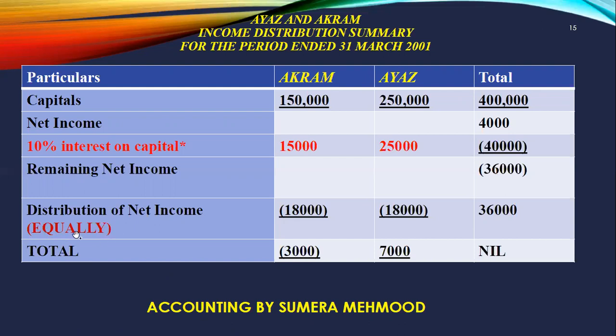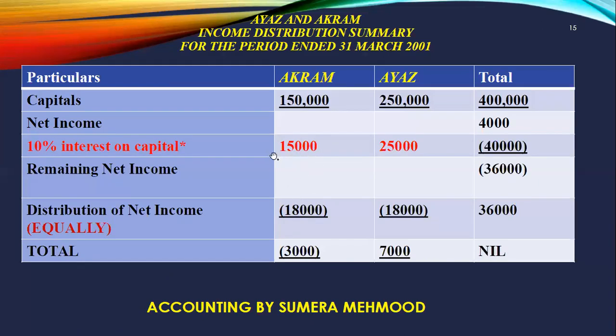I'm moving my cursor over here. 36,000 is equally distributed, so 36,000 divided by 2 among the two partners. Between the two partners, we have 18,000 and 18,000. Clear? Then again, here you have to do the vertical calculation.